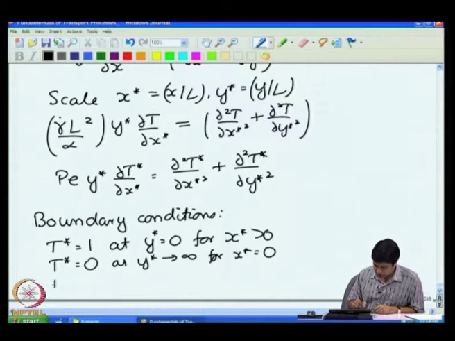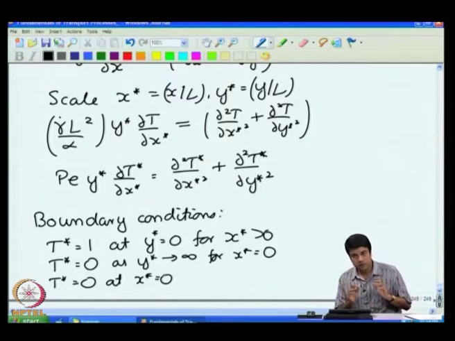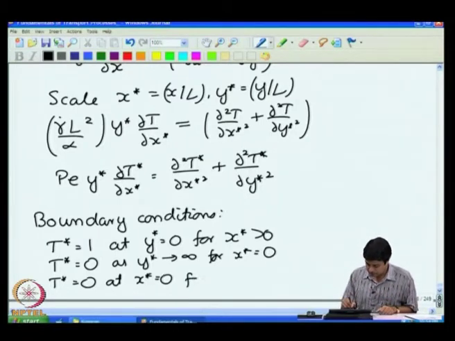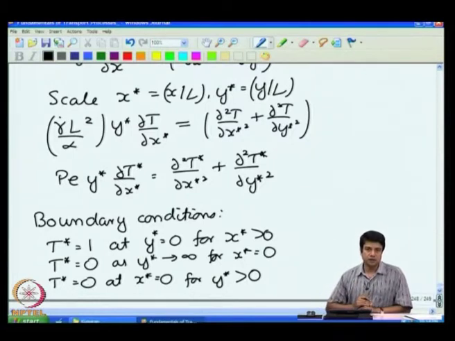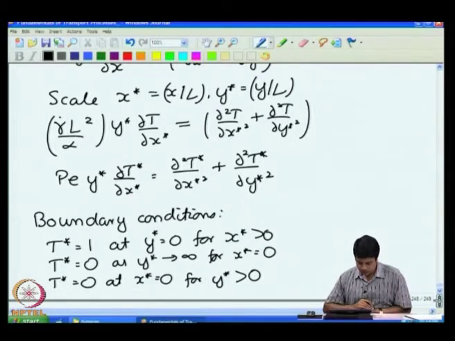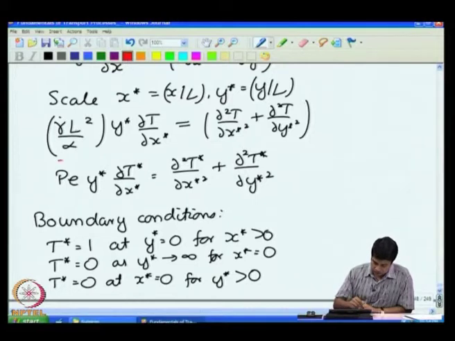Therefore, I require that T star is equal to 0 at the location x is equal to 0, because it has not yet touched the heated section of the plate for y greater than 0. Y is equal to 0 is heated, but anywhere above is not yet heated. So, the temperature should be 0 for all locations y greater than 0. So, we have to solve this equation subject to these boundary conditions.